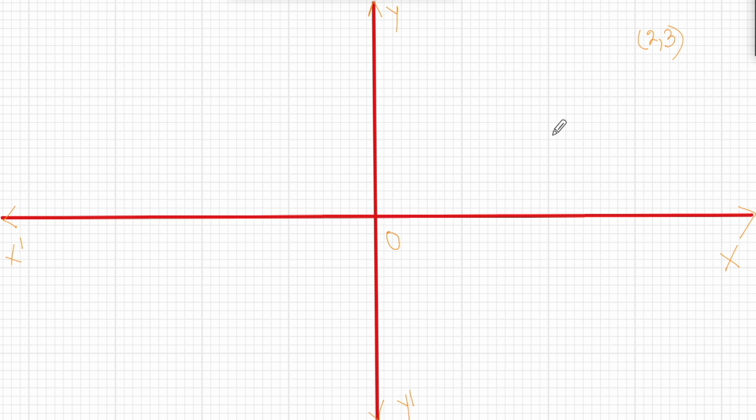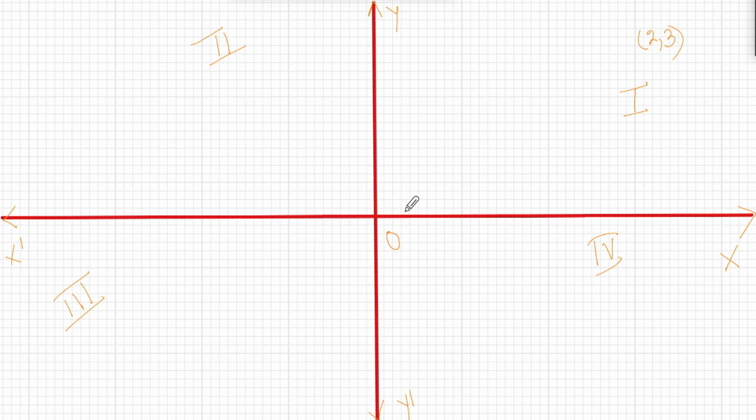So what we have to do here is, this is the first quadrant where both the x and y coordinates should be positive. This is the second quadrant where the x coordinate should be negative and the y coordinate should be positive. This is the third quadrant where both the x and y coordinates are to be considered negative, and this is the fourth quadrant where the x coordinate is positive whereas the y coordinate is negative.